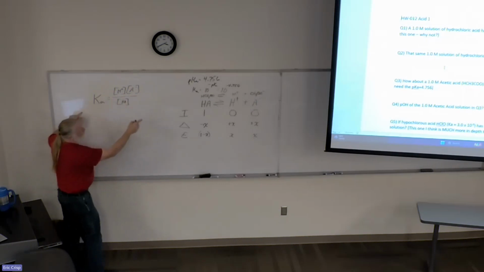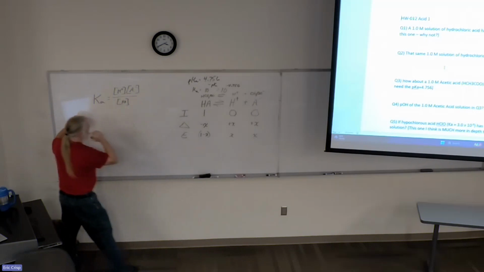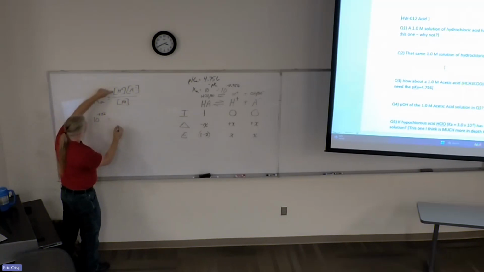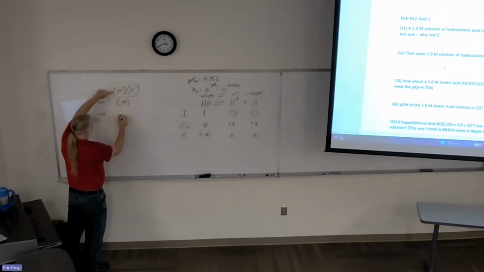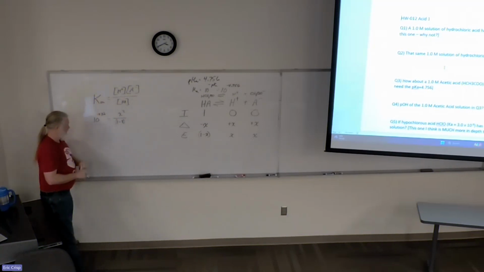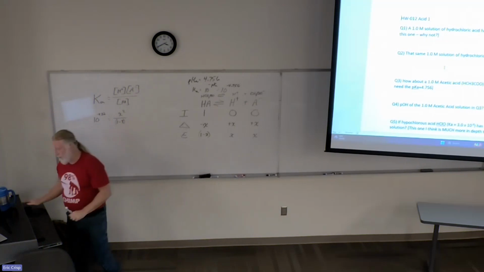Okay. And we can plug in, we've got that Ka there, right? So 10 to the negative 4.756 equals, what's this here? X. And that was X, so we just put X squared on top over HA, 1 minus X, okay, cool. And then math it. Let's put it in Wolfram real quick.